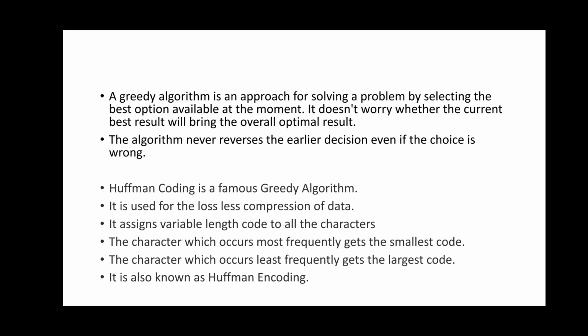Next, from the given set of characters, we can also see that if a particular character is repeated frequently, then the code for that character will be small, and vice versa. If the frequency of that particular character is less, then the code will be bigger, that is, it must be the largest. The Huffman algorithm is also known as Huffman encoding.